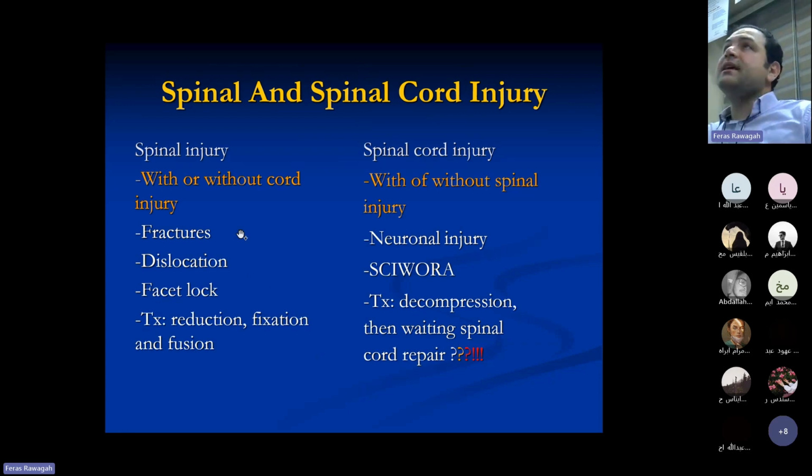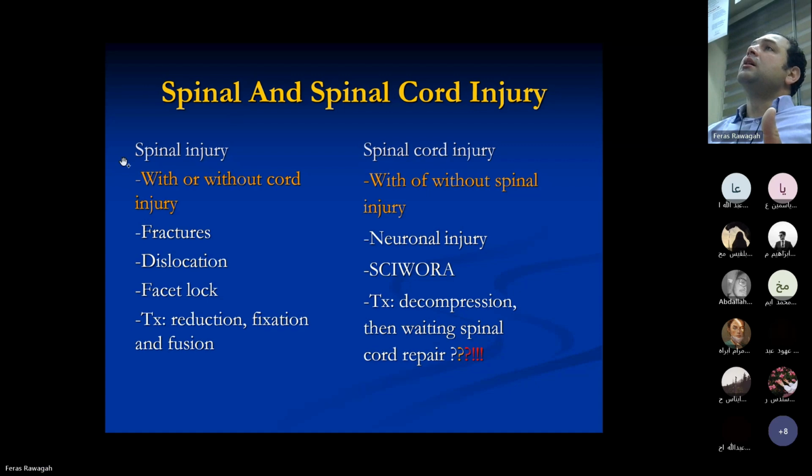Now, when we say spinal injury, it means injury to the supportive structure of the spine. The supportive structure of the spine means injury to the bone, to the ligament, to the discs, etc. It results in fracture, dislocation, facet lock, and the treatment is reduction, fixation, and fusion. While the spinal cord injury is injury to the neural element. This results in neural injury, for example.